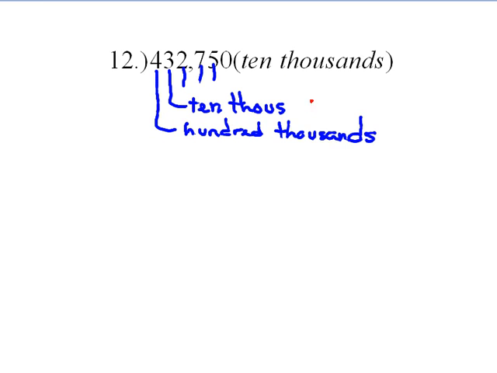So our job is to go to the 10,000s. That's right here. We look at the number below it, and it's 2. That's less than 5. So we would keep the 10,000s number the same, and our answer would be, we turn everything below that into zeros, 430,000.